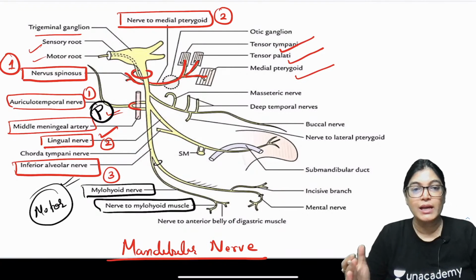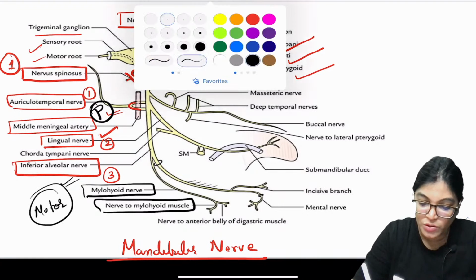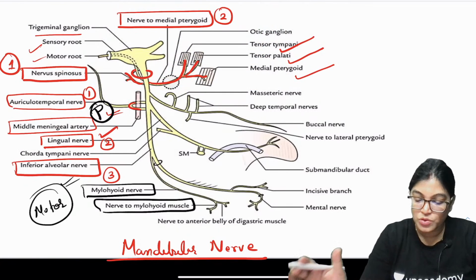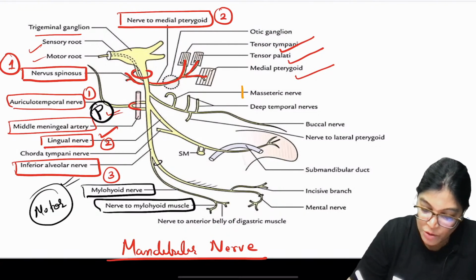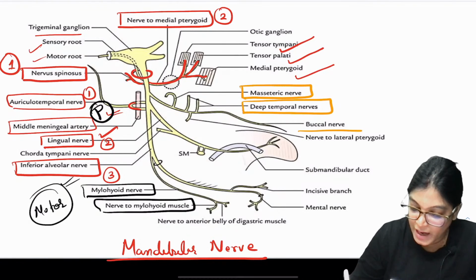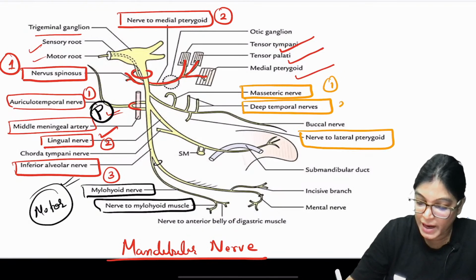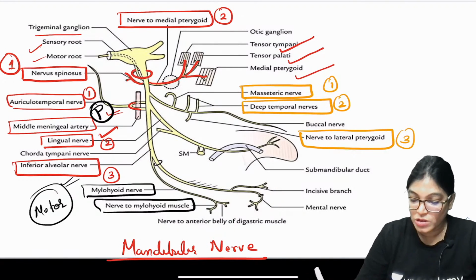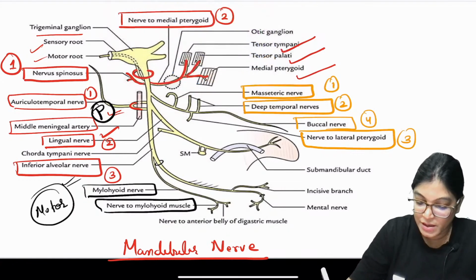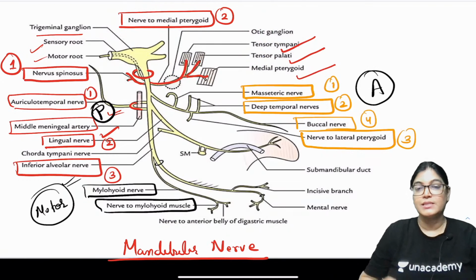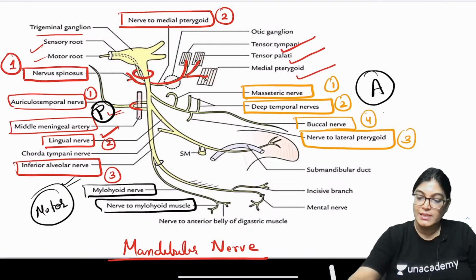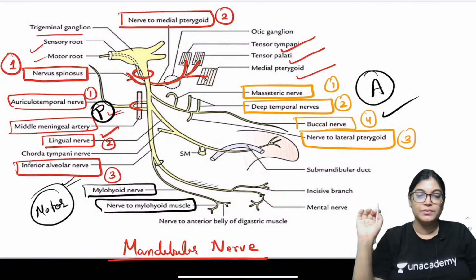Okay, when we are talking about the branches from the anterior division, it is mainly motor. So important branches given are motor: masseteric nerve to masseter muscle, deep temporals, nerve to lateral pterygoid. These are the three motor branches. Only one sensory it gives, that is the buccal one. So A for anterior, major branches from the anterior division are motor, only one sensory, that is the buccal nerve.